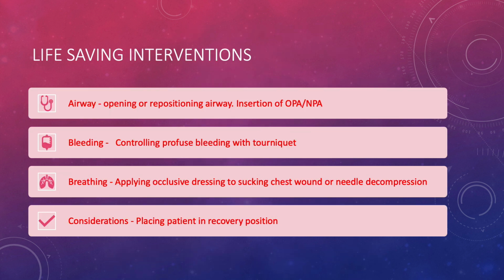Again, our medical directors added the life-saving interventions. This needs to be done quickly still, 30 to 60 seconds, then you move on. This is only if you have the resources and the time to do this. Airway is maybe positioning or placing an OPA or NPA. Bleeding is controlling major bleeding with a tourniquet. Breathing is applying an occlusive dressing or needle decompressing the patient, and considerations are maybe placing the patient in the recovery position so that you can move on and come back later when there's more time, but at least you bought them some time.